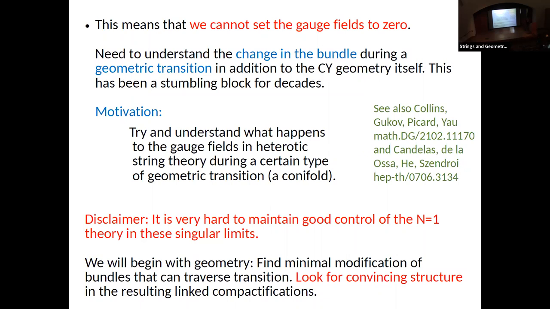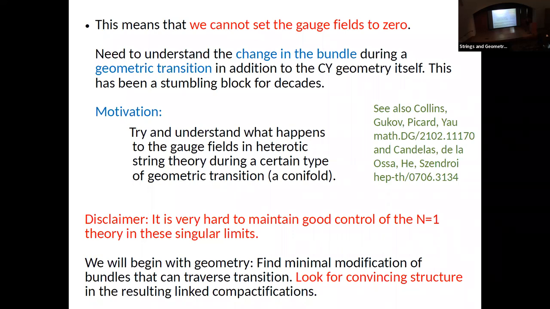And it has been an obstacle in terms of understanding n equals one conifold transitions in heterotic. So the motivation for this project was to try and understand what happens to the gauge fields in heterotic string theory during a certain type of geometric transition. I'm going to focus on conifolds here, though you could ask many of these questions about flops because of course they're related.